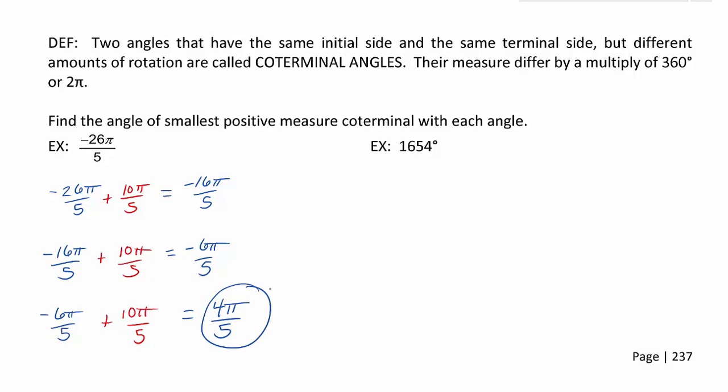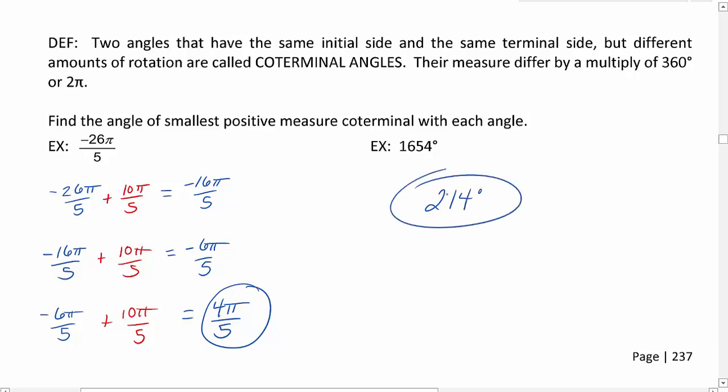Our next example, 1,654 degrees. That one's definitely over one rotation of the circle, over 360 degrees. So here we're going to subtract 360 over and over and over again until we get something between 0 and 360. This one's a lot easier to just do on our calculator. Just put it in and minus 360 until you get a number in between 0 and 360. Our smallest positive coterminal angle, 214 degrees.